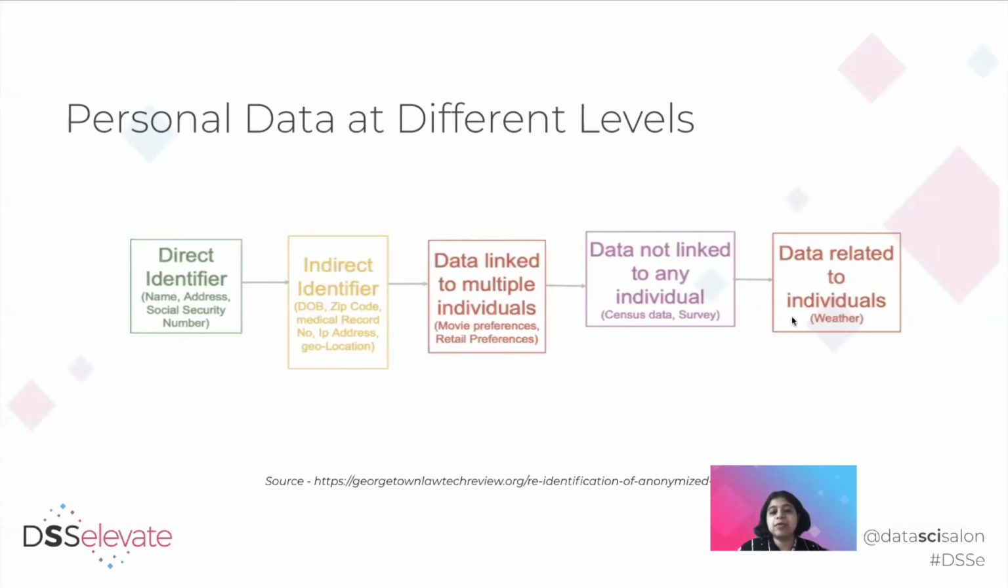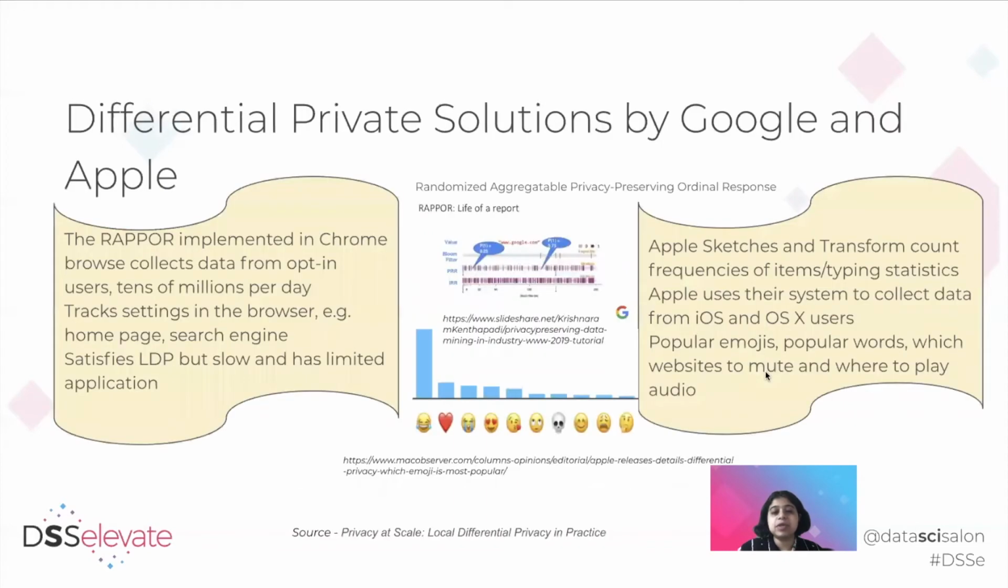And these are the first three levels we have seen, and there is even data not related to the personal, such as census data related to weather. So if somehow the weather information gets leaked and the attacker can map back to the location, that information also needs to be protected in large scale distributed systems.